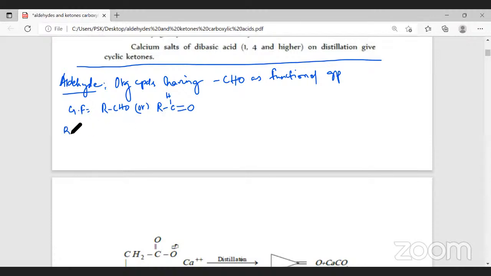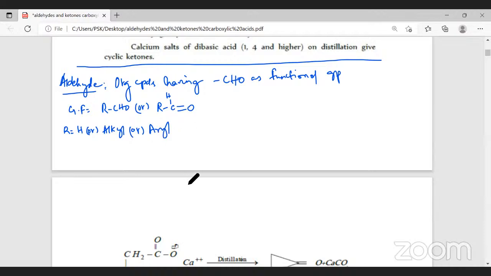What is this R here? This R can be hydrogen, or it can be an alkyl group. You know what an alkyl group is? Or it also can be an aryl group. Aryl group means benzene ring containing groups. So this is the general introduction with respect to aldehydes: the definition of an aldehyde, the general formula of an aldehyde, and what R is, and all that representation.